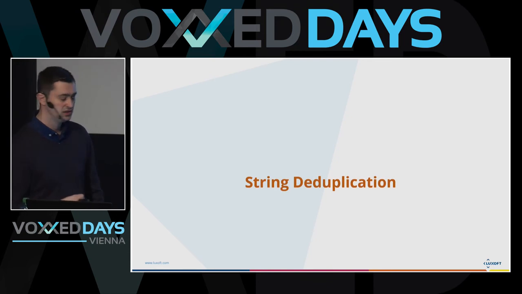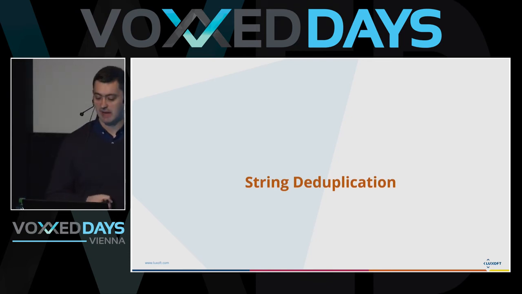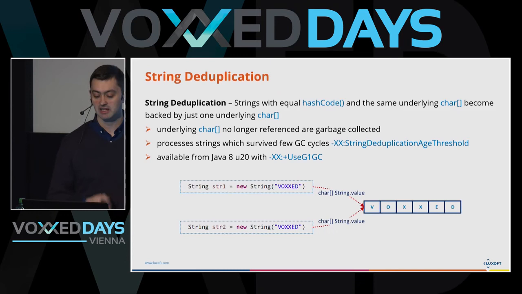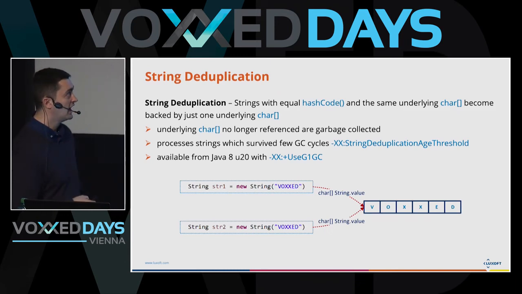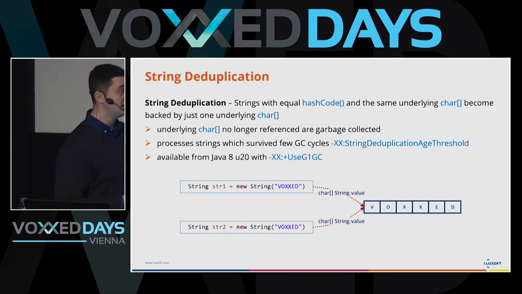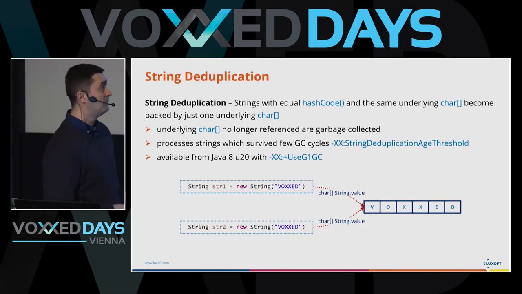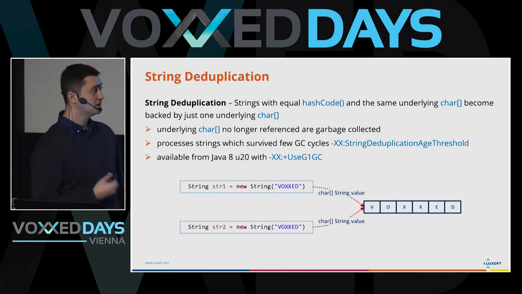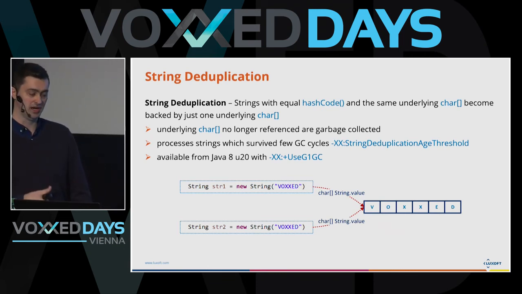String deduplication is the next optimization that happens during the runtime, which mainly says that if I have the garbage collector G1 enabled, starting with Java 1.8 update 20, during the runtime, during a GC cycle, the garbage collector searches for strings backed by the same char arrays.